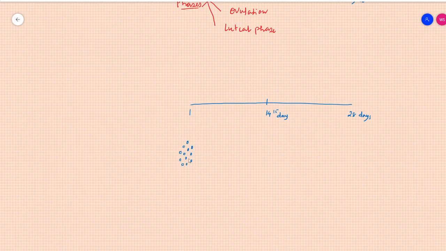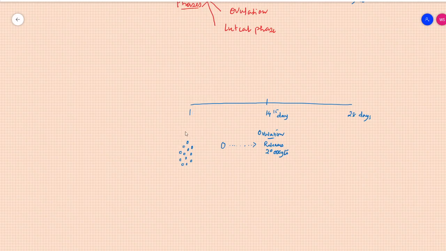Ten to 12 follicles begin to grow and develop. Out of this, one is selected, and that one becomes a Graafian follicle, and it releases the secondary oocyte on the 14th day, which we call ovulation. That happens mid-cycle. So let's look at how FSH is varying.